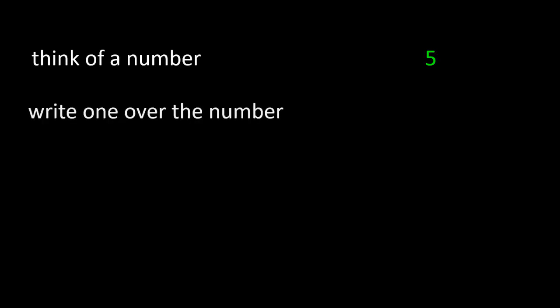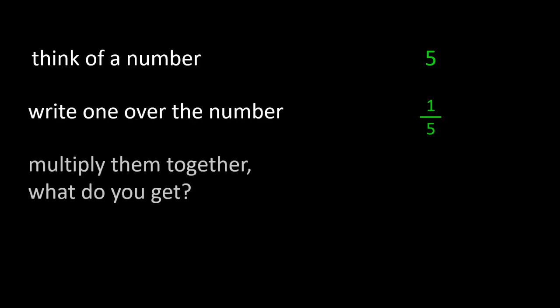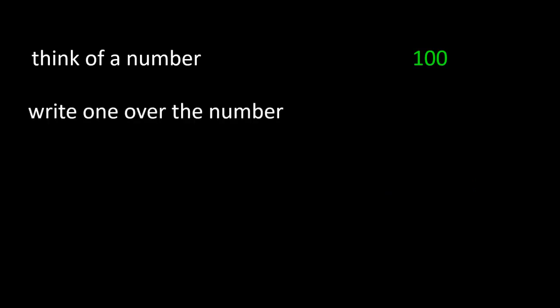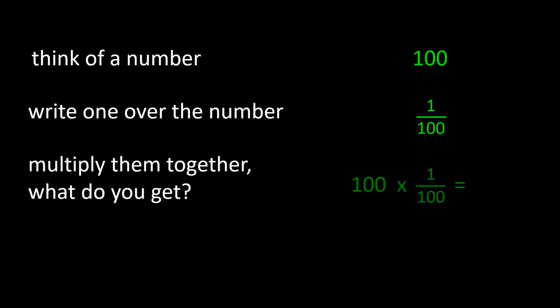Okay, think of another number. Was it 5? No? Okay. But let's write 1 over that number. 1 over 5. What do you get if you multiply 5 times 1/5? Yep, you get 5/5, which is 1. Should we do one more? Go on then. Think of a number. 100. Write 1 over the number. 1 over 100. What do you get if you multiply those two together? 100 times 1/100th is 1.